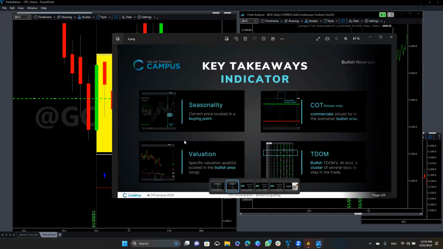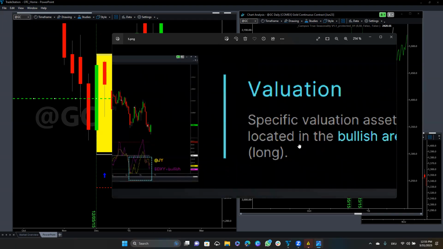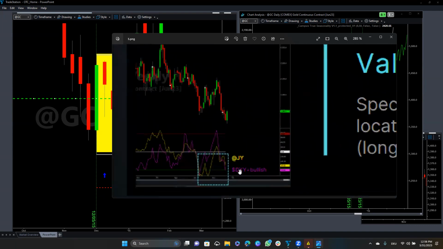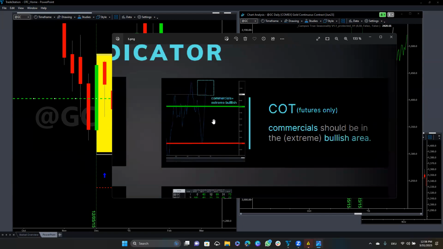Means we talked about the seasonality here, and now let's talk about valuation. And guys, you see here specific valuation asset located in the bullish area. It's a weekly time frame, and you see, guys, the US dollar is still bullish, right? That means seasonality is not ready, right? But the weekly bullish engulfing is ready, and also the US dollar is ready, right? Definitely ready. Perfect. Another one is COT. COT was on this date super and the extremes bullish. Means, okay, seasonality is not ready. Bullish engulfing ready.